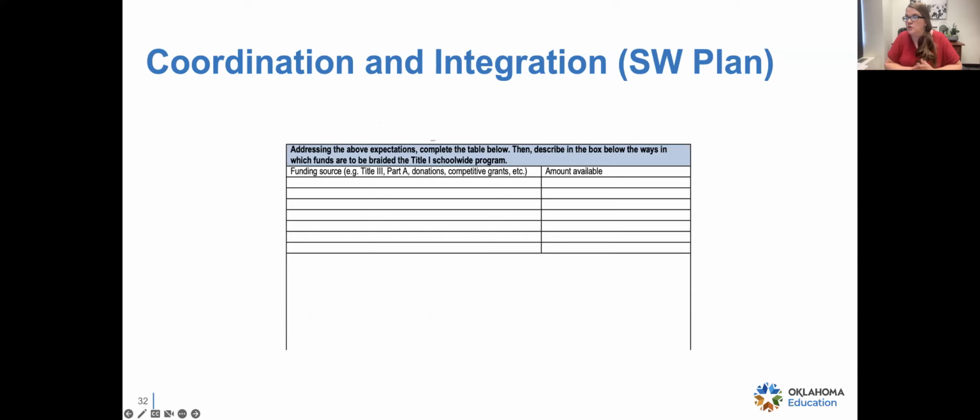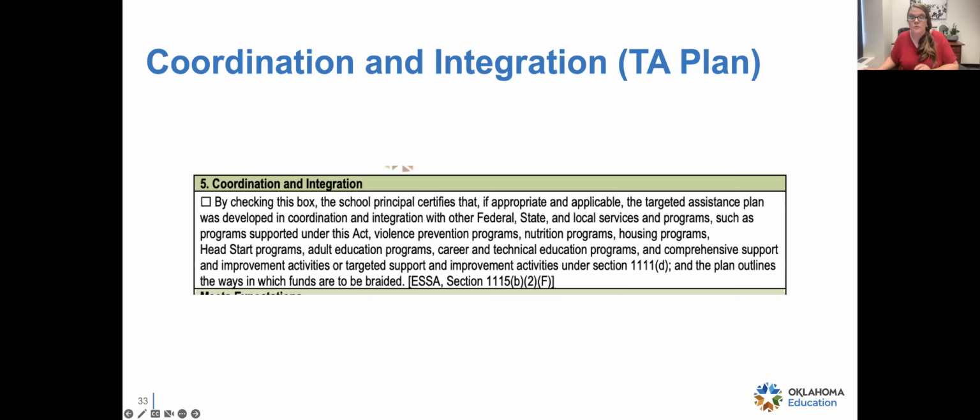So on this portion, you could write down additional federal funds that you are taking advantage of at your site. If you've received specific grants for your site, this would be where you would outline all of that. Okay, so this is kind of the what other funds are you using? Are you coordinating, braiding, or blending in order to meet the needs of your students? The same portion is in the targeted assistance, and remember, it's the same intention. You're just a little bit more focused because you're talking about that specific group.